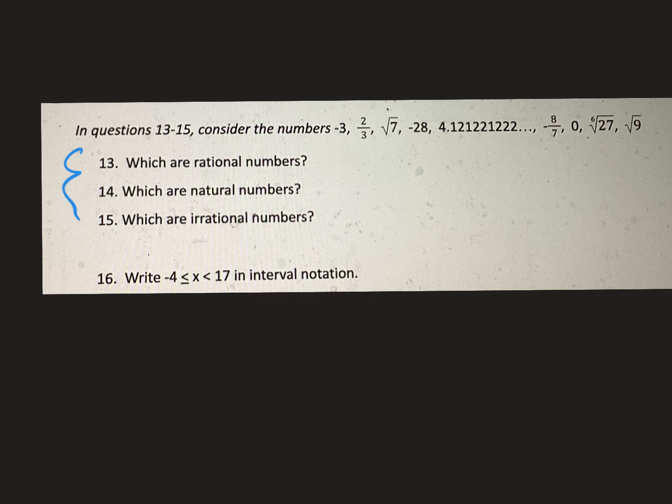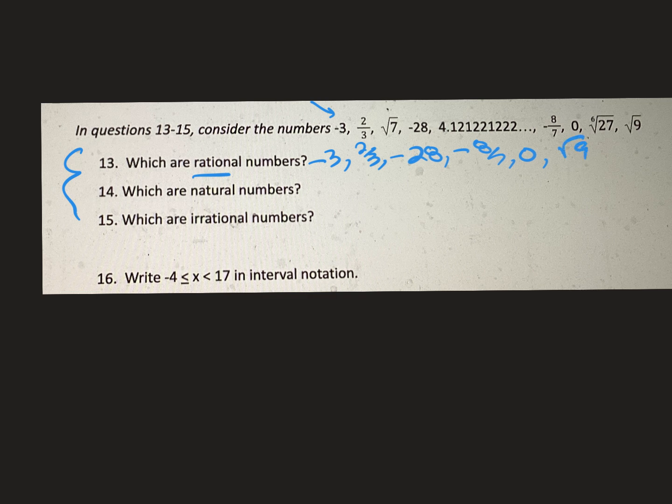Almost last four. Let's do the last three right here. 13, 14, 15. Which ones are rational? Remember, rational means three things. Fractions or stops or repeats. Fractions, stops or repeats. So let's look at them. Negative 3, stops. 2/3 is a fraction. Square root of 7, no way. Negative 28, stops. 4.1212, nope. Negative 8/7 is a fraction. 0, stops. 6th root of 27, no way. That's a decimal that keeps on going. Square root of 9 is really 3.